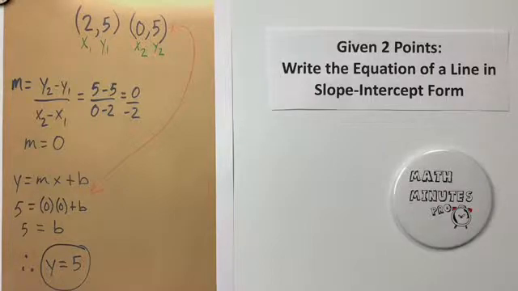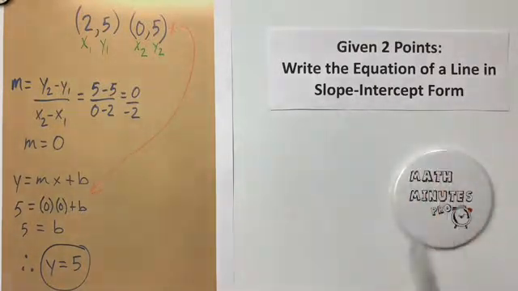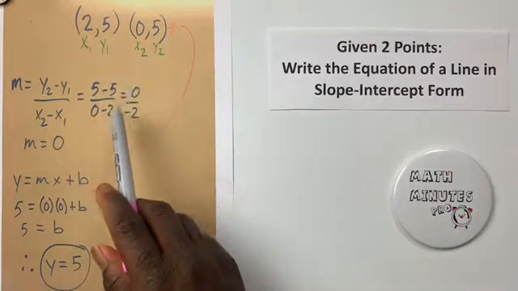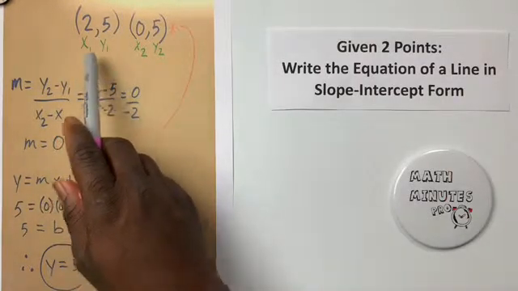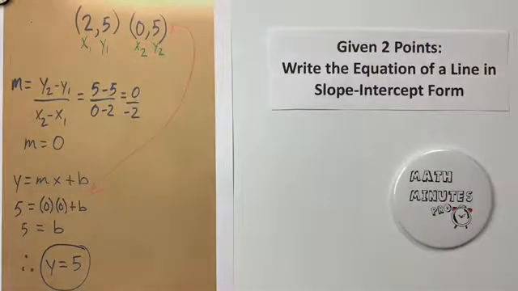Harrison. Today, we will talk about how to solve a problem where you're given 2 points and you're asked to write the equation of a line in slope-intercept form. So notice over here, we're given 2 points. The x and y coordinate 2, 5 and x and y coordinate 0, 5.